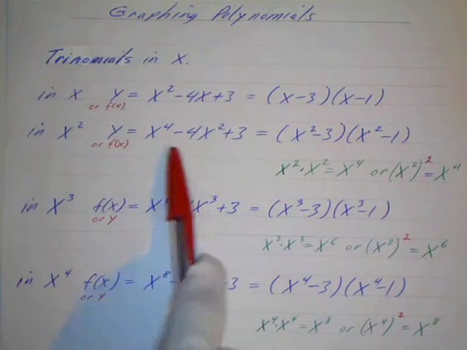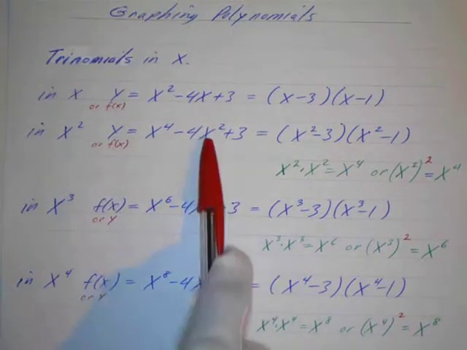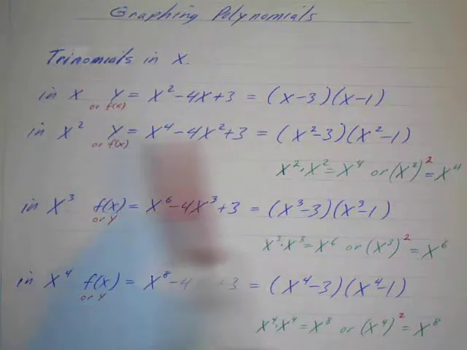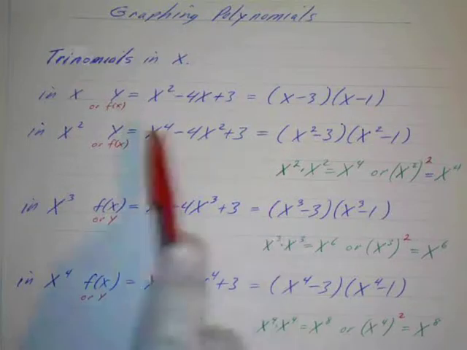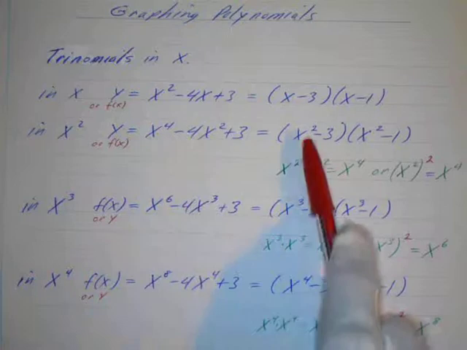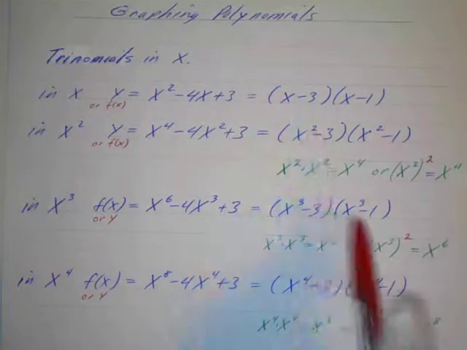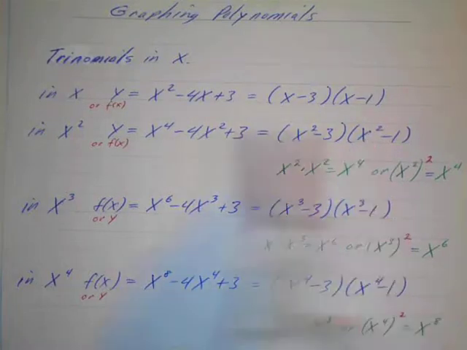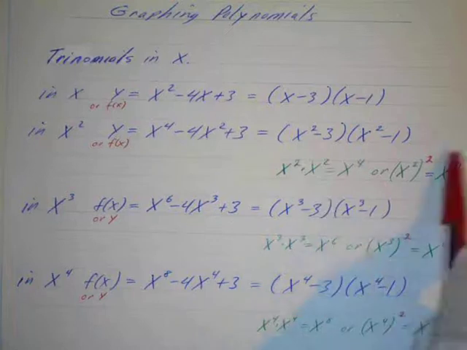Now, if we have a trinomial like this, x to the fourth minus 4x squared plus 3, we say that this trinomial is in x squared. Again, you could call it either y or f of x, and this gives me the vertical position, or the y value, for any given x value. If we factor this, it's factorable as x squared minus 3 times x squared minus 1, the same numbers. And if we multiply this using the FOIL method, x squared times x squared is x to the fourth, minus 3x squared and minus 1x squared is negative 4x squared, plus 3.